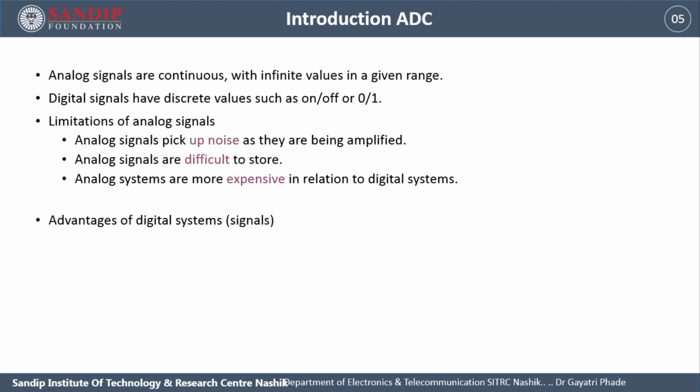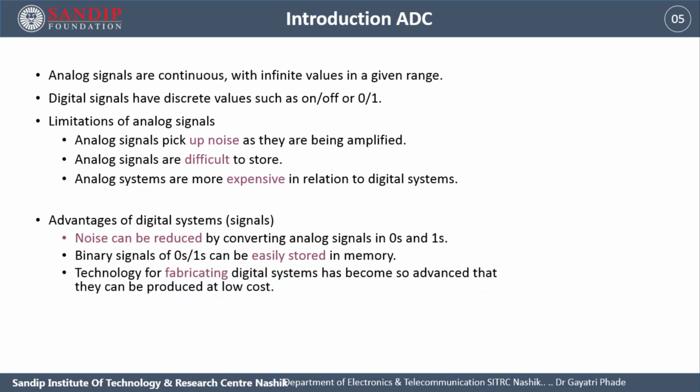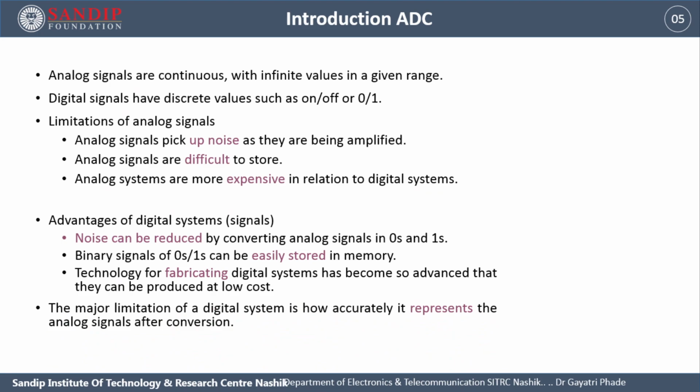Now, what are the advantages of digital systems? Noise can be reduced by converting analog signals into zeros and ones. Binary signals of zeros and ones can be easily stored in memory. The fabrication technology of digital systems has become so advanced that they can be produced at low cost, so devices are of low cost. The major limitation of digital system is how accurately it represents the analog signal after the conversion.